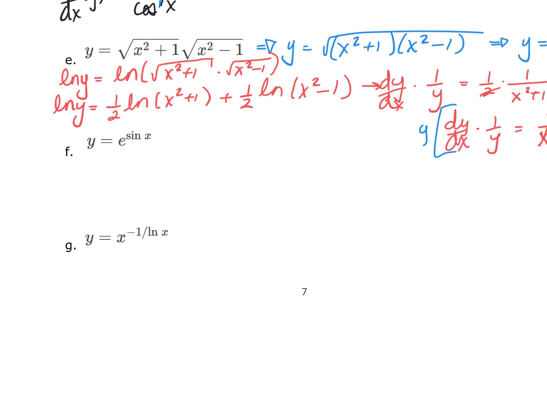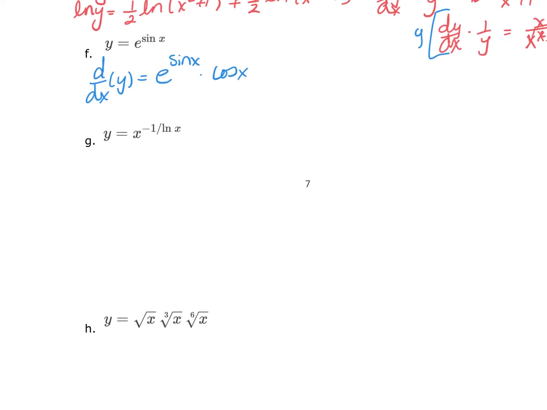This one with f and g, there's no way of getting around f and g without doing the natural log of both sides. Well, actually, what am I saying? F, you absolutely can do it without taking the natural log, but g, you absolutely need to. So d/dx of y is equal to e to the sine of x, multiplied by the derivative of the sine of x, which is the cosine of x. And that's as good as that one gets.